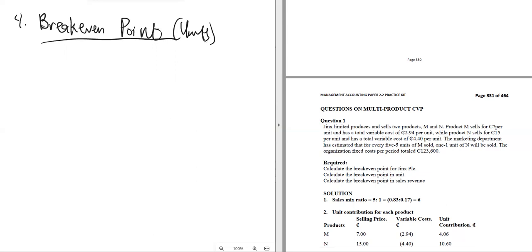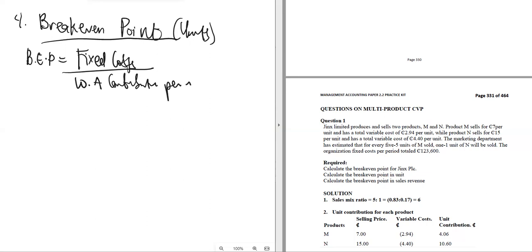We know that our break-even point in units is actually going to be what? Our fixed costs all over our contribution per unit. But now it's going to be our weighted average contribution per unit. Okay, weighted average contribution per unit.